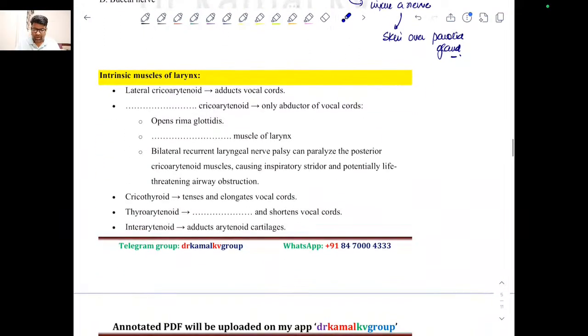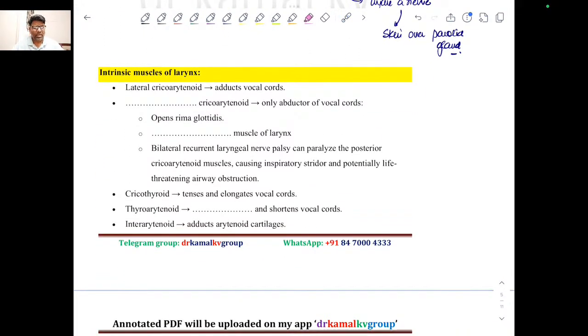Okay, great. Now moving forward to one more important topic. Every year, every exam, it cannot be completed without keeping a question from this particular topic, that is intrinsic muscles of larynx. Now one of the muscles is lateral cricoarytenoid. For this you need to have a basic knowledge about the cartilages of the larynx, right? So crico is cricoid, arytenoid. So lateral cricoarytenoid, it is adductor of vocal cord.